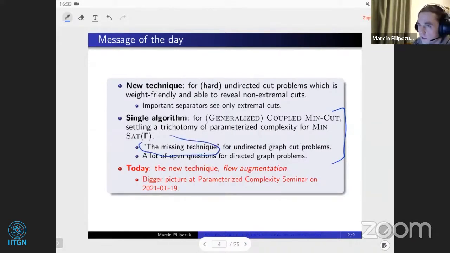This won't be today, but I invite you to the parameterized complexity seminar when I'm invited. I think the final date is 19th of January, unless I messed up something. And then I will say again a bit about flow augmentation, but more briefly than today. But I will be speaking more about the background, the CSP work up there, and why we call it the missing technique. Okay, so today I'm really going to focus on the technique and a basic application of it.